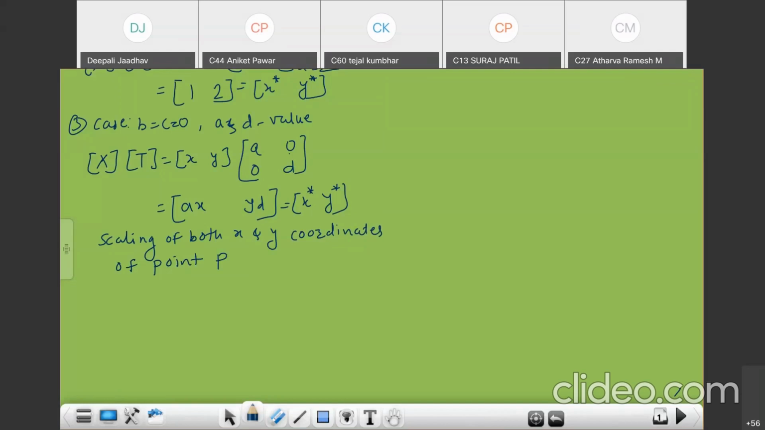Now see it with an example. x t, where x is equal to 1 1 and the matrix a b c d is 2 0 0 3, meaning a is equal to 2 and d is equal to 3. Now multiply it, give the result and check the result. I draw here again the x and y coordinate lines.